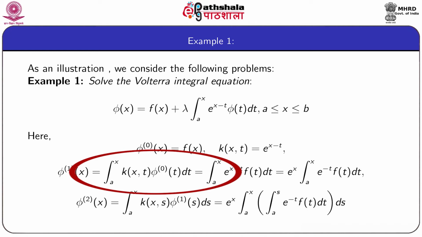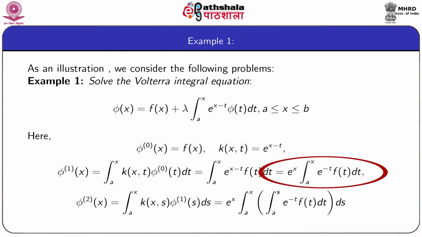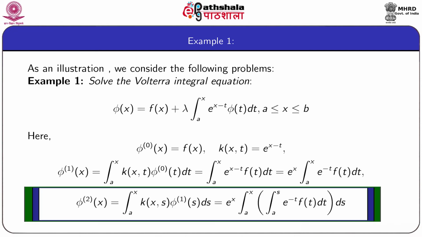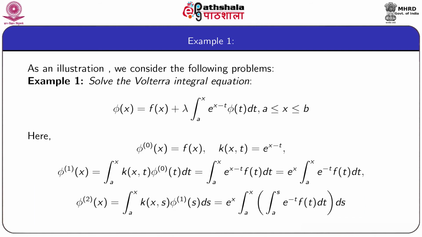integral a to x K x t phi superscript 0 t dt. Substituting the values of K x t and phi superscript 0 t, we get phi superscript 1 x as integral a to x e to the power x minus t f t dt, which is written as e to the power x into integral a to x e to the power minus t f t dt. Next, phi superscript 2 x is equal to integral a to x K x s phi superscript 1 s ds.